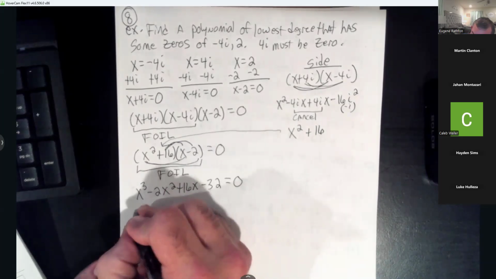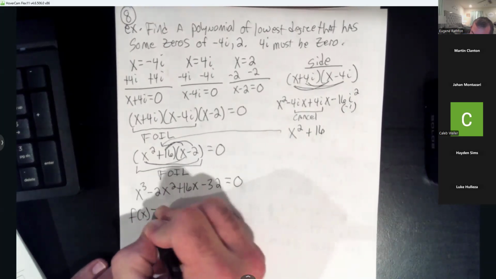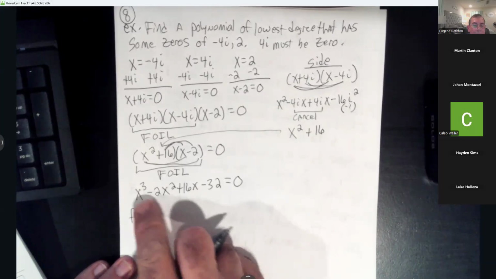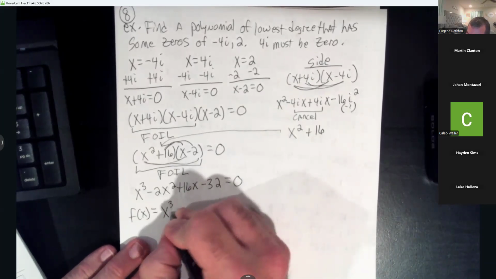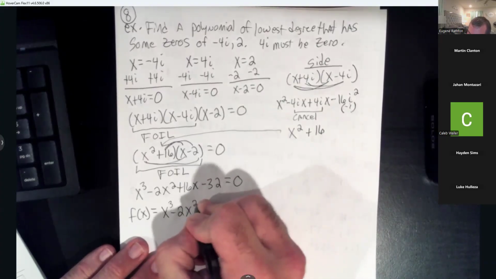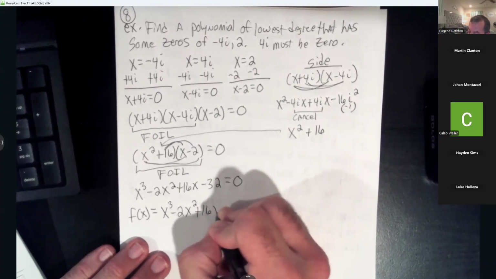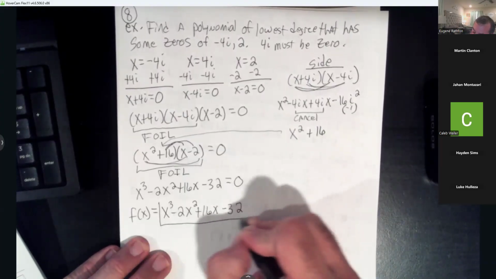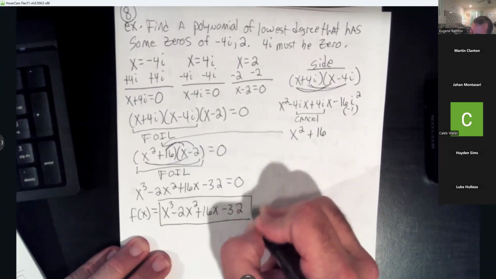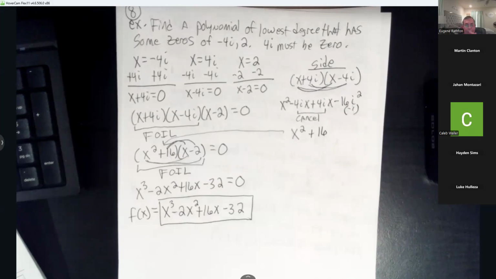All right, so my last step, MATLAB's going to give me f of x equals, I need to put in my function, x cubed minus 2x squared plus 16x minus 32. So y'all, that right there is what MATLAB is looking for.